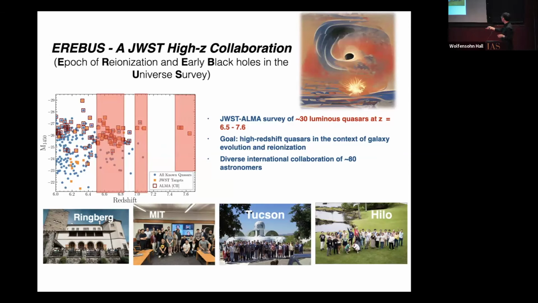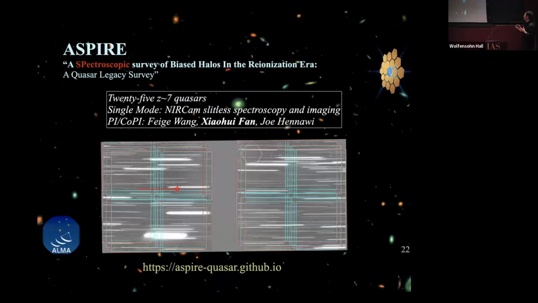And these are just a number of different places we went to for our international collaboration meetings. So this particular collaboration is anchored by two large-ish Cycle 1 JWST programs, with Cycle 2 and Cycle 3 follow-ups to supplement it. The first of the Cycle 1 programs was called ASPIRE. The acronym is even worse. I don't really remember how they did it, but it was doing 25 quasars at redshift about 7 with one single mode, which is basically NIRCam slitless spectroscopy and imaging.